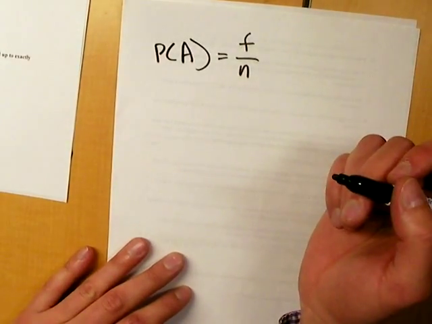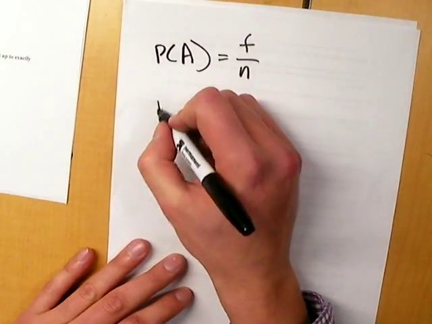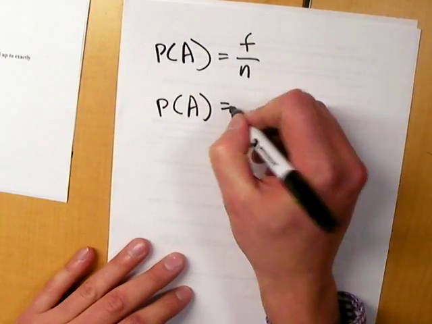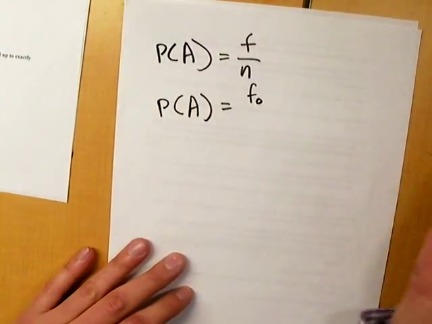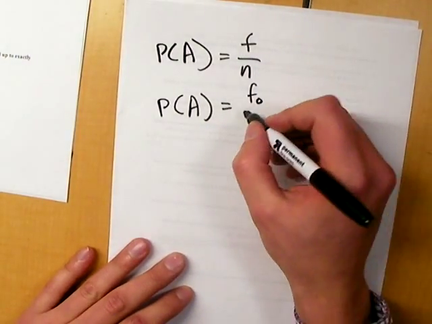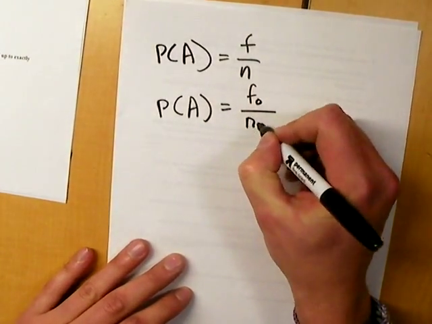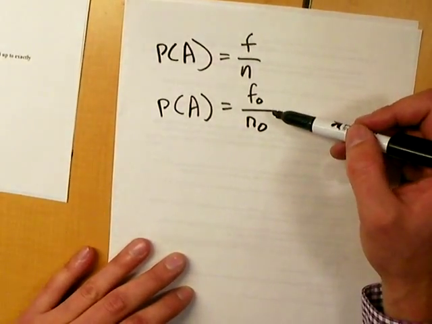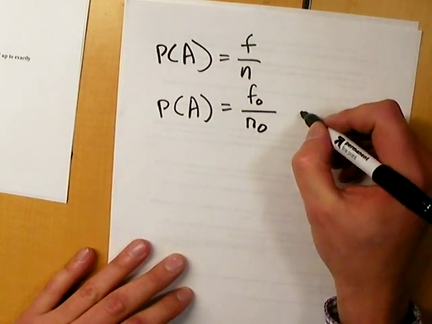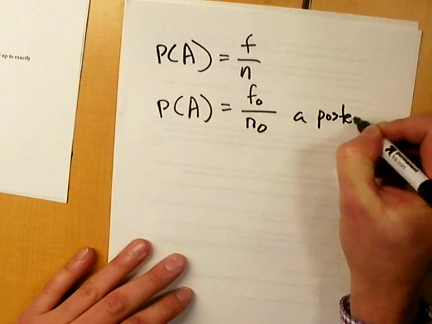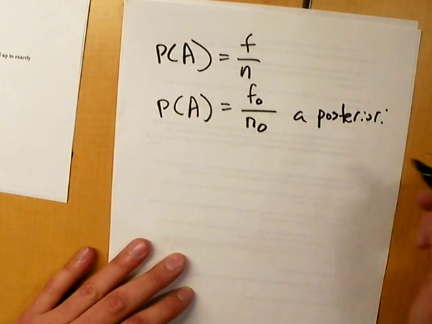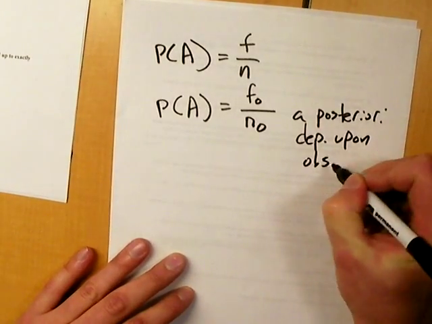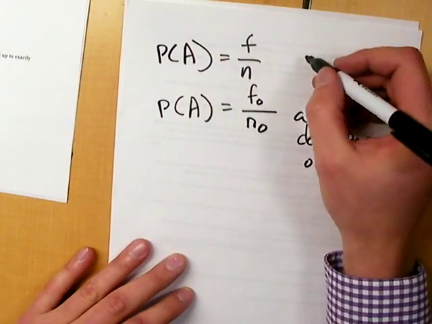You also need the relative frequency theory, which is essentially the same equation. The probability of some event A is equal to the number of favorable observed outcomes, and that's the only difference between the two, over the total number of observed outcomes. The only difference again is that the relative frequency theory takes into account observation. Here's the fancy lingo. It's a posteriori, meaning that it's dependent upon observation, thus the O, whereas the classical theory is a priori.